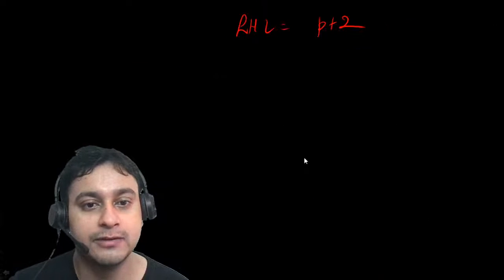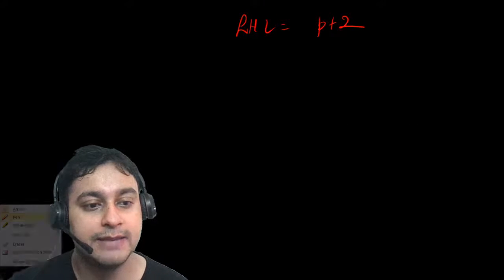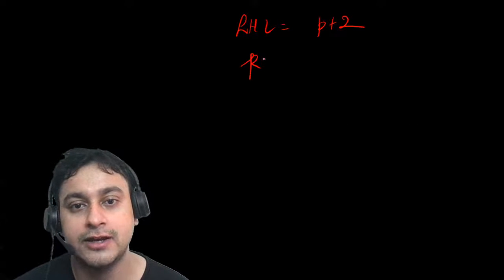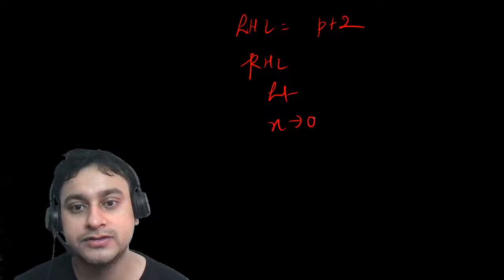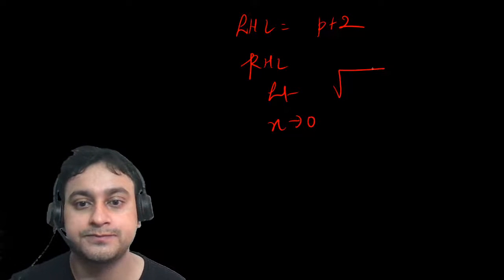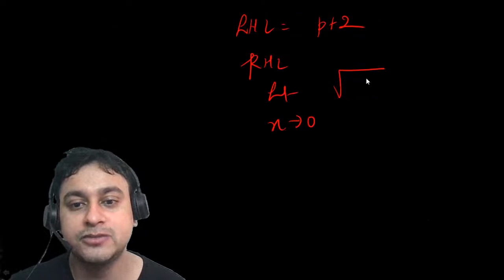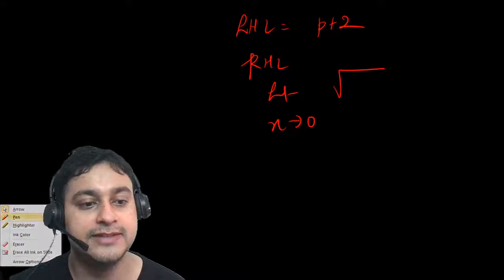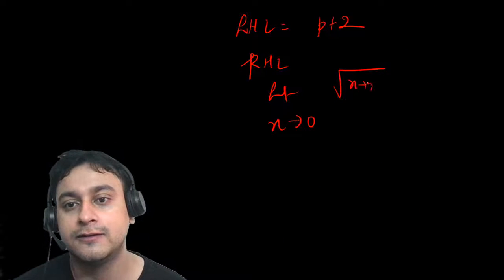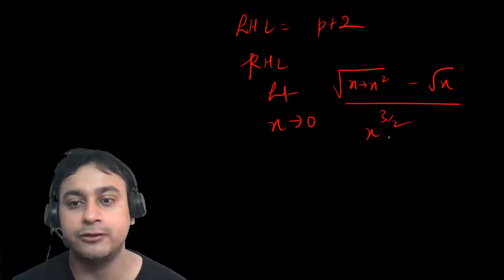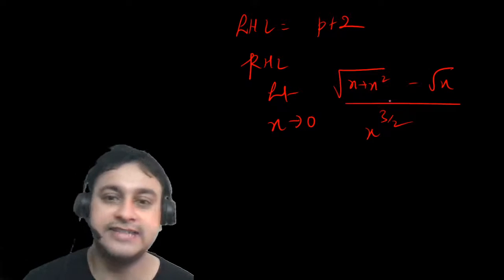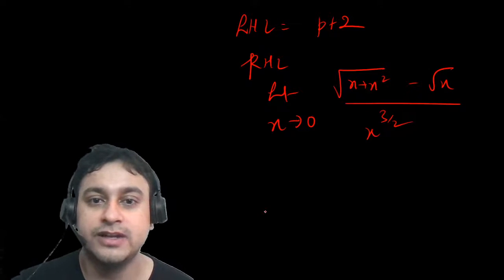Now I am calculating RHL. That is limit x tending to 0 of (root of (x plus x square) minus root x) by x power 3 by 2. So guys, it is a very easy standard limit. So what is it? Tell me.